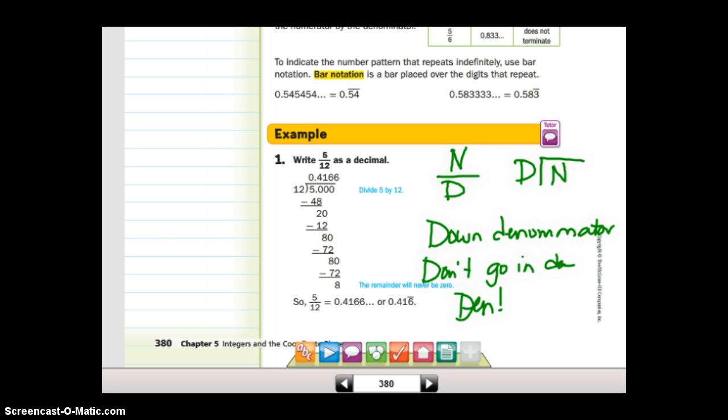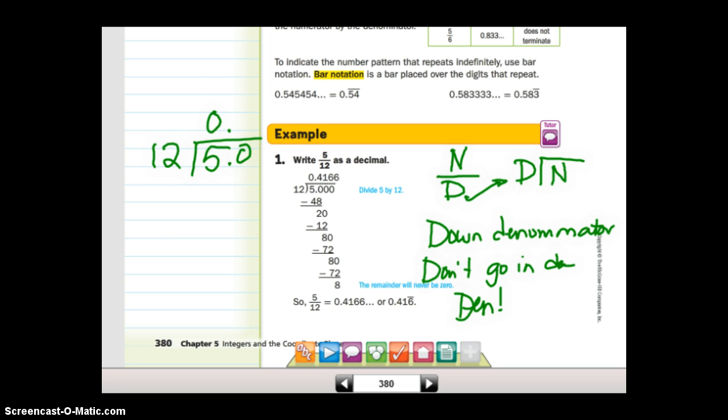It doesn't matter whether the denominator is bigger or smaller than the numerator. Down at the denominator, don't go into den. So when we work this problem, 5 goes in the den, 12 goes on the outside. When we look at that fraction, we know that it's not a complete whole anyway. So we know that the first digit has to be a 0 followed by a decimal. And then the math begins.